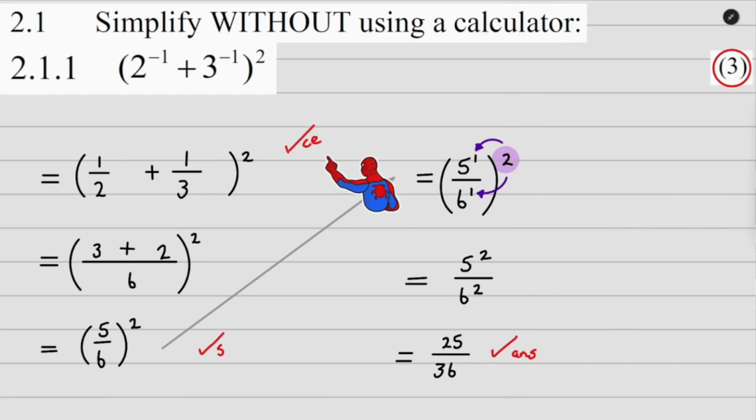Okay, and the 3 marks come from converting these exponents to fractions, the simplification behind the fractions inside the brackets, and 1 mark for the final answer.